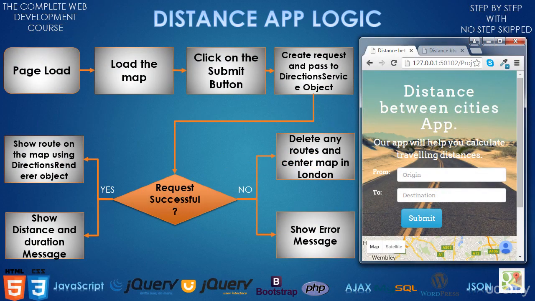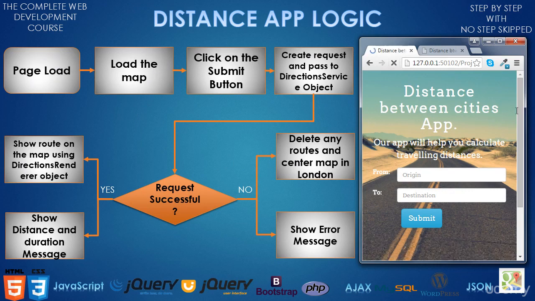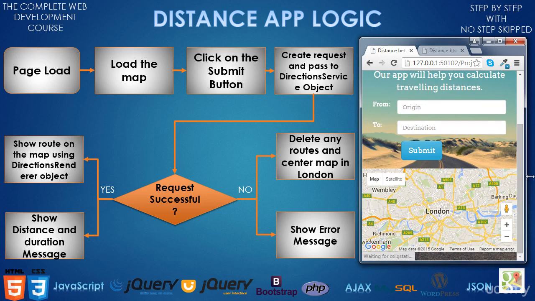Now let's go through the logic of our app. So once we load the page, we're going to load the map, just like this. Okay, so our map at the beginning is centered in London. Now if we click on the Submit button, we're going to create a request using the values inside our inputs.